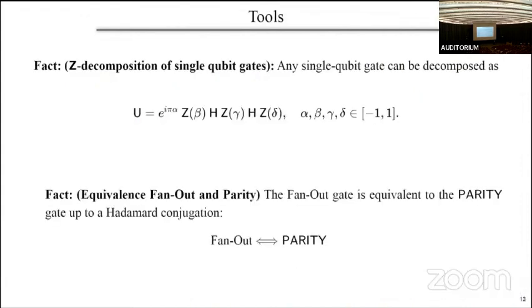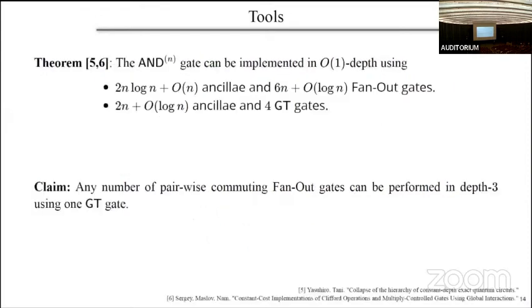Okay, so the tools that we use in the paper are very simple. First is that any single qubit gate can be decomposed as a sequence of phases sandwiched by Hadamards. Another one is the equivalence between a fan-out and a parity gate, a parity gate being a gate that computes the parity of a certain subset of qubits and outputs the result into a target qubit.